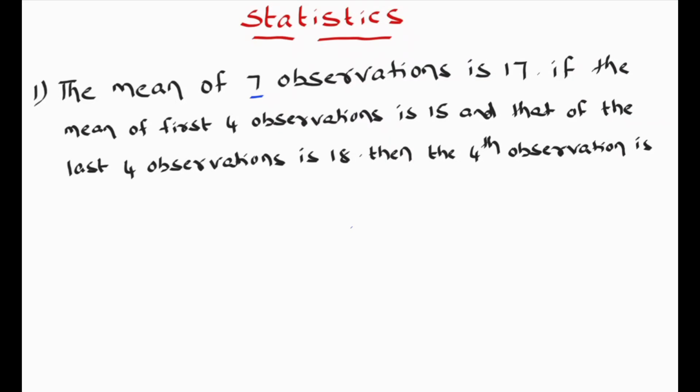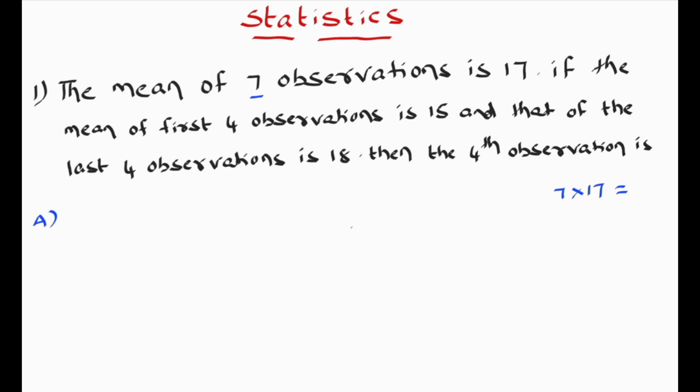Today we are going to solve the short answer questions from the statistics. Okay, the first problem will be the mean of 7 observations. Mean will be 17, therefore their sum will be 7 into 17.